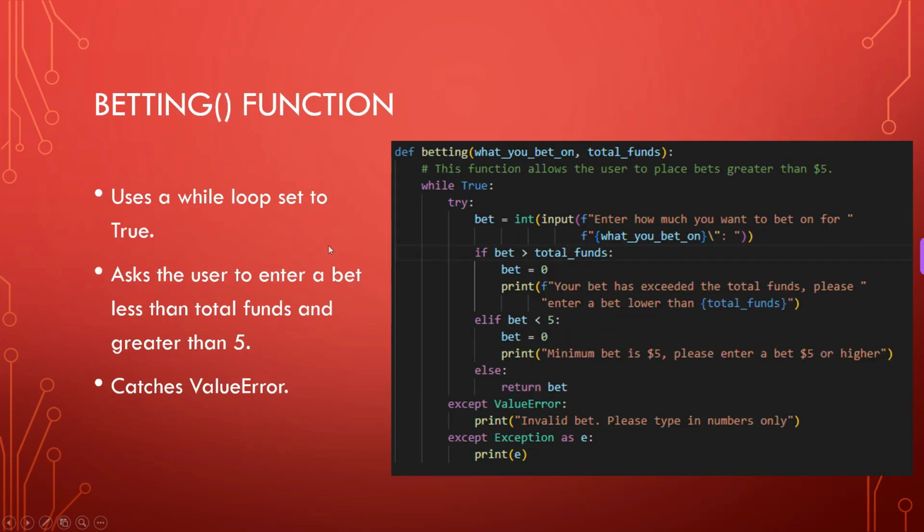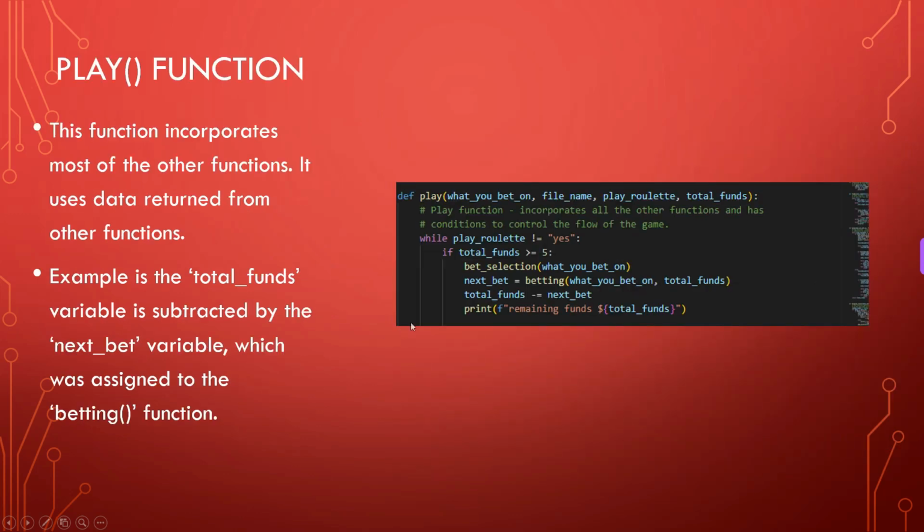So the betting function uses a while loop, so asks the user to enter a bet less than total funds and greater than 5, and also catches value errors. The play function incorporates most of the other functions. It uses data returned from the other functions. Example is the total funds variable is subtracted by the next bet variable, which was assigned to the betting function, which you can see here.